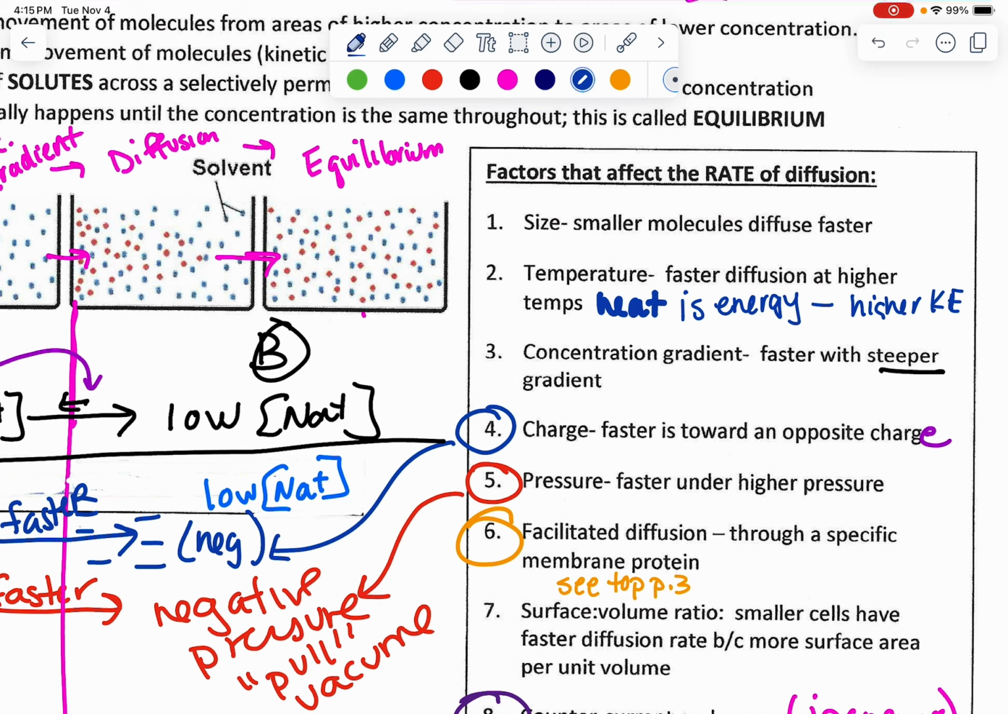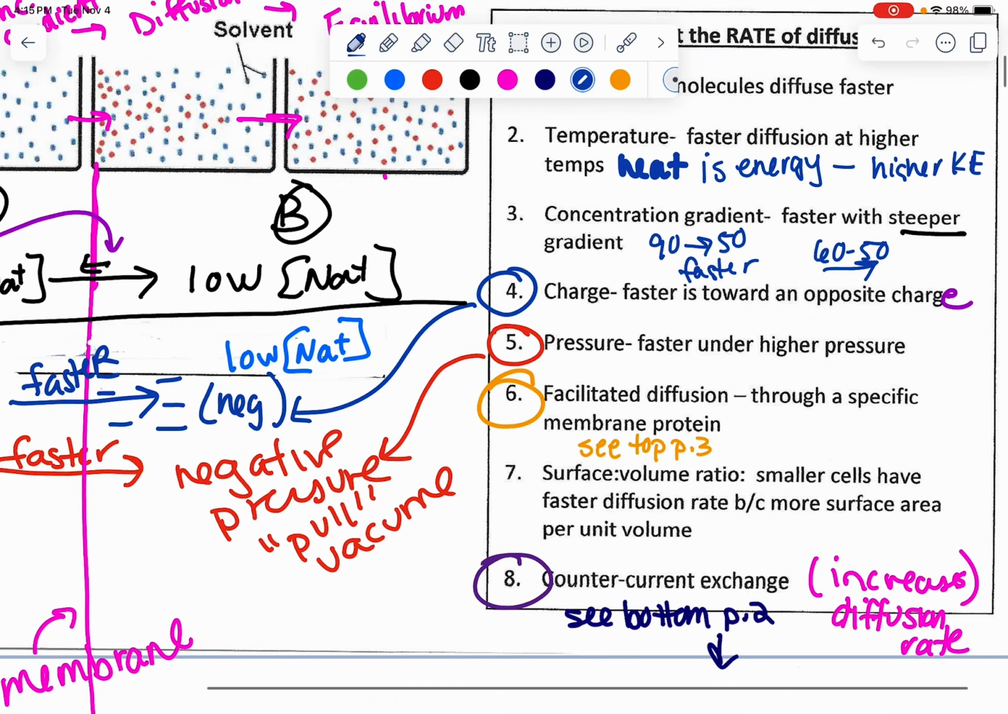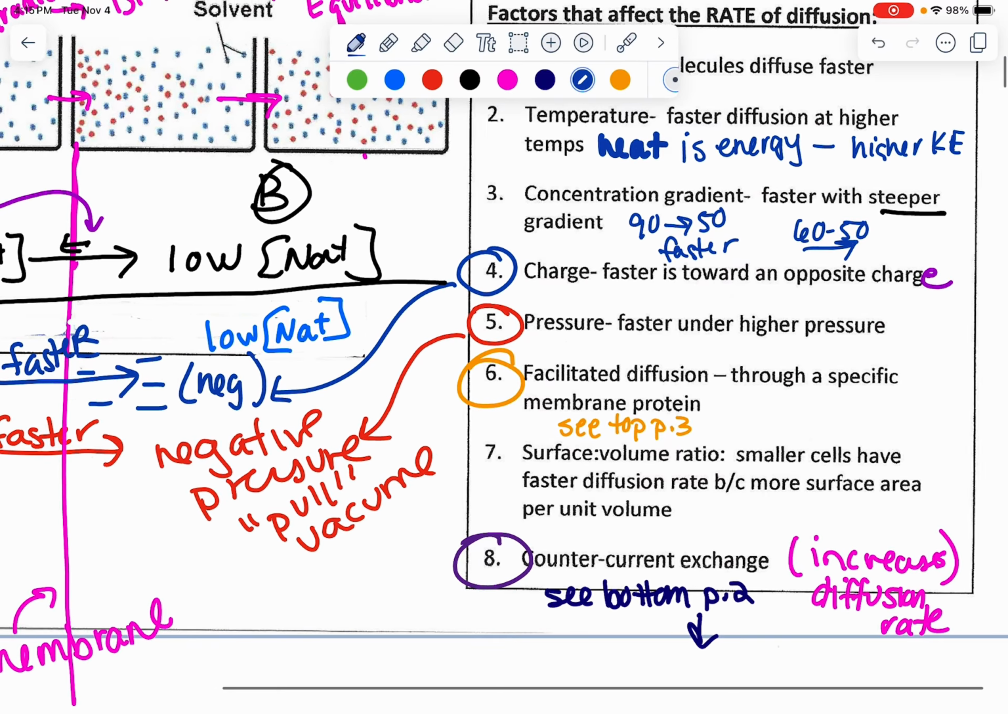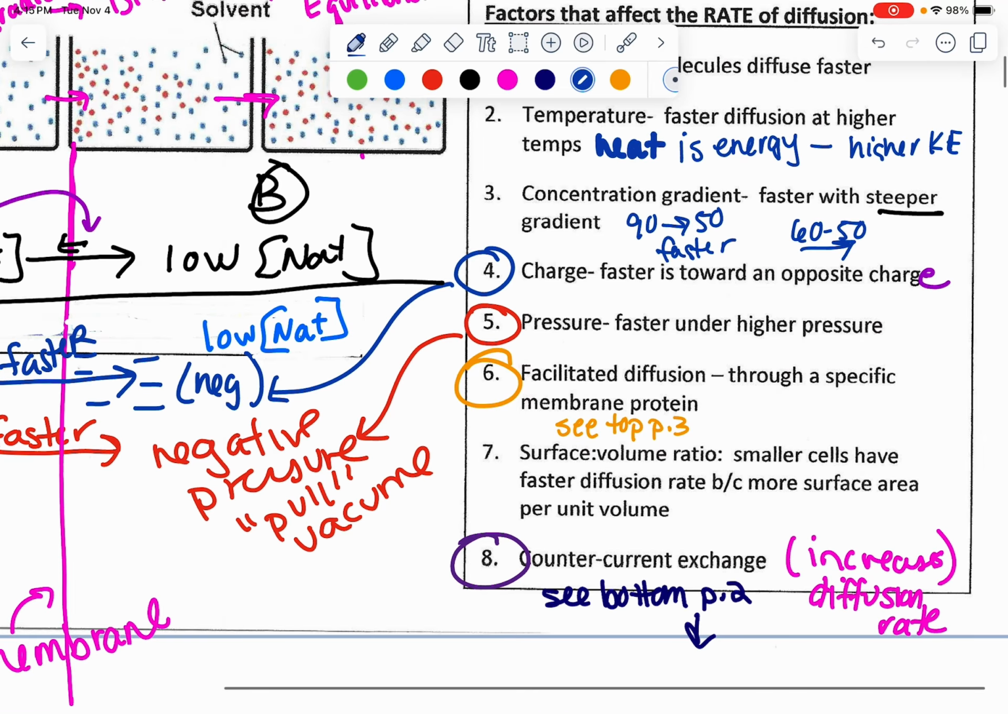So the concentration gradient, meaning the difference: if you have a steeper gradient, so if I'm going from 90 to 50 concentration, that's going to be faster than if I'm going from 60 to 50. Okay. Charge. So the main ones I want to talk about here, an example. Charge: faster towards the opposite charge.